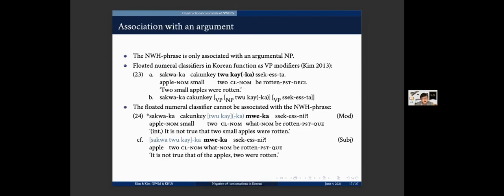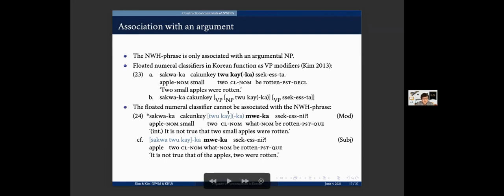Another constraint is that the NWH phrase is only associated with the argumental NP. In Korean, floating numeral classifiers or quantifiers are known as functioning as VP modifiers. So in 23A, 사과가 작은 게 2개가 썩었다. This is a floating numeral quantifier or classifier. And as you can see here, this floating numeral classifier can modify the following VP, 썩었다 here. Then here we can expect that the NWH phrase cannot be associated with this floating numeral classifier because it is a VP modifier. And the expectation is borne out as we can see in 24.